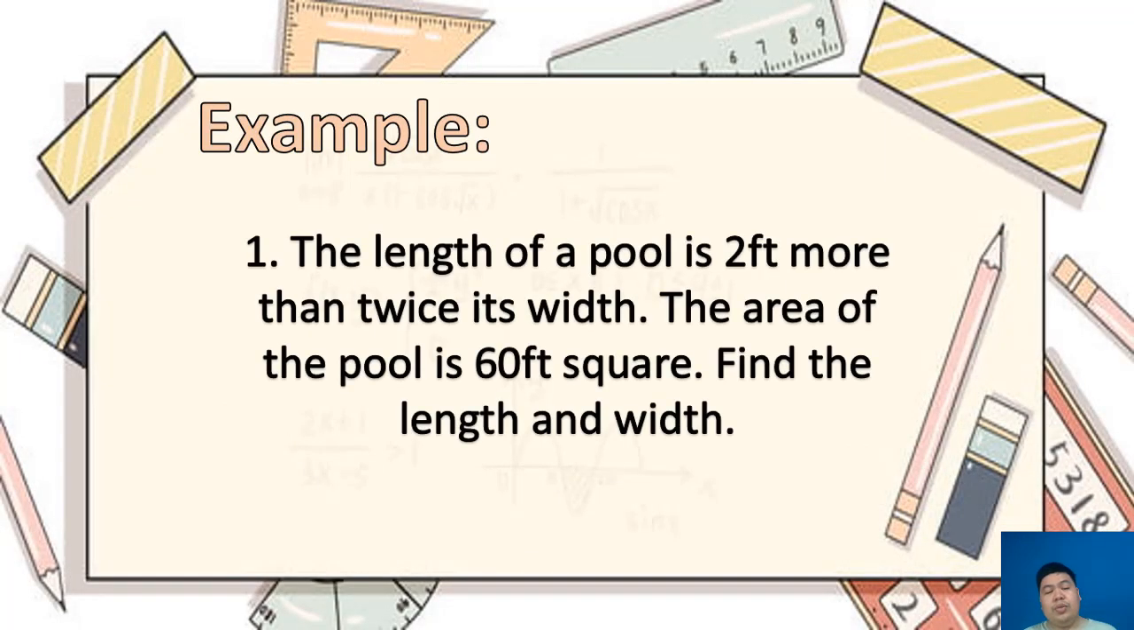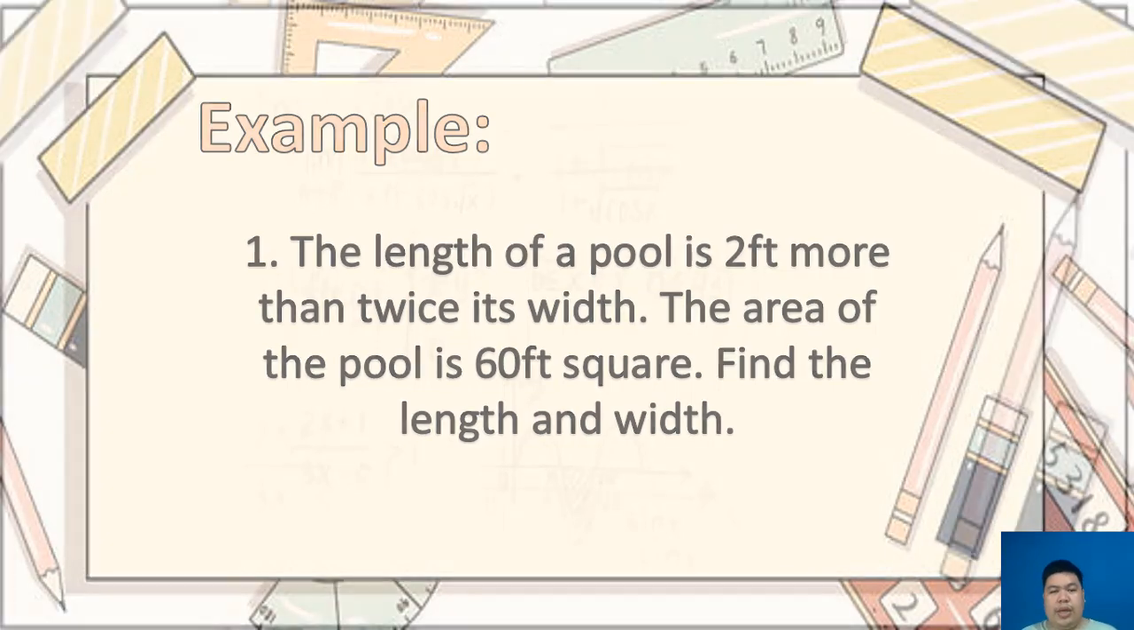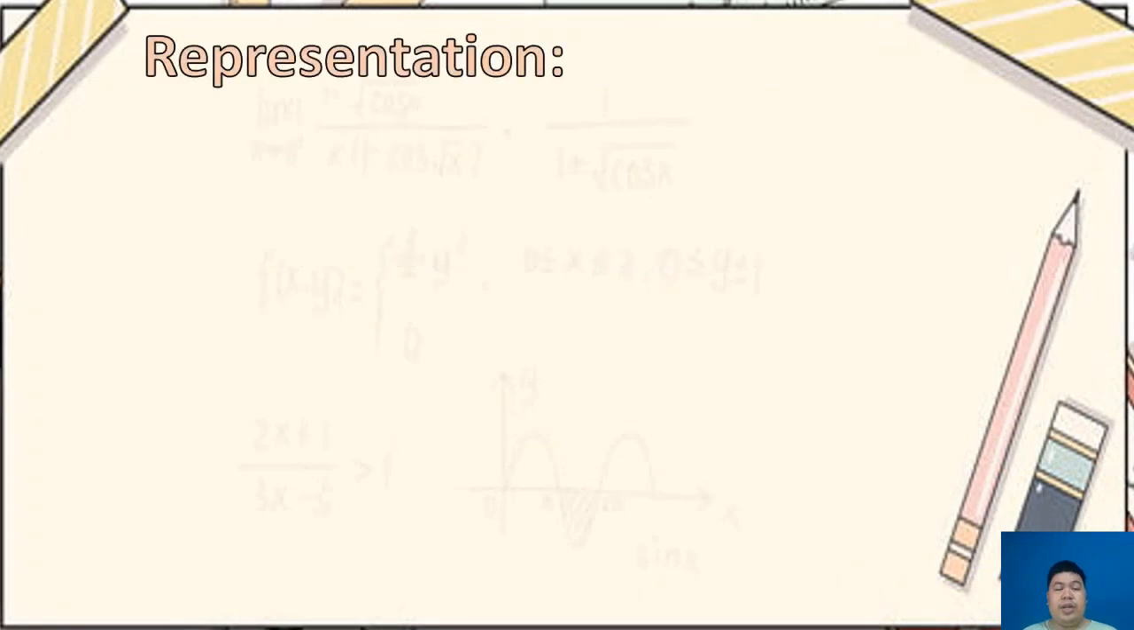Example number 1: the length of a pool is 2 feet more than twice its width. The area of the pool is 60 square feet. Find the length and the width. Now, here's our solution or the representation.